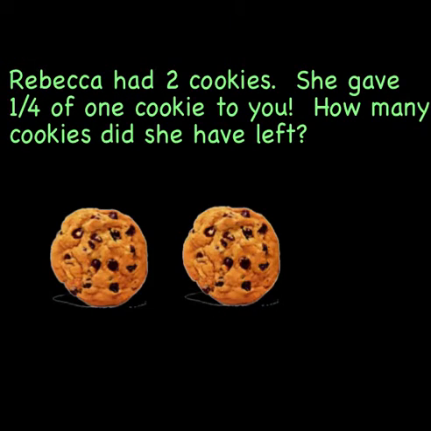Next problem. Rebecca had 2 cookies. She gave 1/4 of 1 cookie to you. How many cookies did she have left? Well, she had 2 cookies. Here they are, 1 and 2. She gave 1/4 of 1 cookie. 1/4 of 1. So I'm going to consider just this 1 cookie right here.